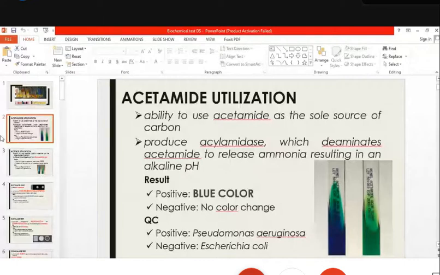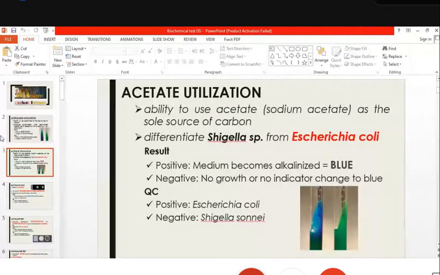acetamide utilization. Now, the other single substrate utilization test here is our acetate utilization. So, pag acetate naman, kung kanina ang ginamit natin ay acetamide na sole source of carbon, or acetate in the form of sodium acetate, it is now the sole source of carbon.